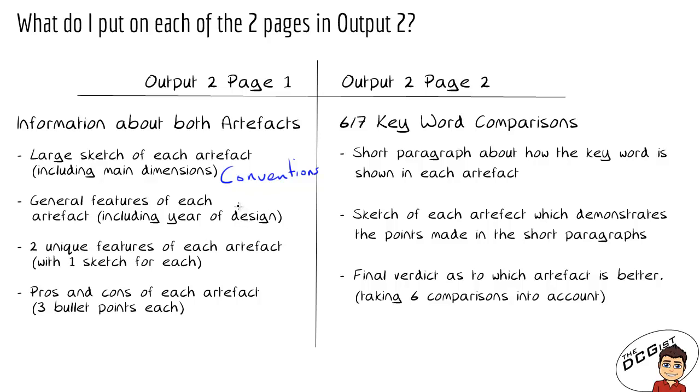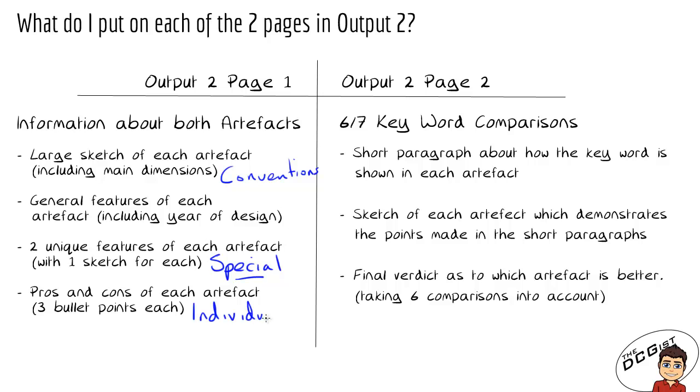The second thing then is the general features of each artifact, including the year of design. Now, the year of design is important in the 2018 project because it's referred to in the brief. Then we want 2 unique features of each artifact with 1 sketch for each. So we want to figure out what makes the 2 artifacts that you've chosen special, okay? We need 2 of those. Then finally, we'll look for the pros and the cons of each artifact. Now that's individual, not comparing to each other yet.